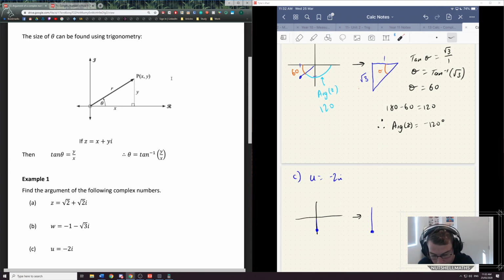Good. So therefore the argument, we don't even need to do any calculations. The argument of z is going to be minus 90 degrees. Oh, Jimmy going hard with the minus pi by 2 radians. Good. Yeah, it is exactly like that.